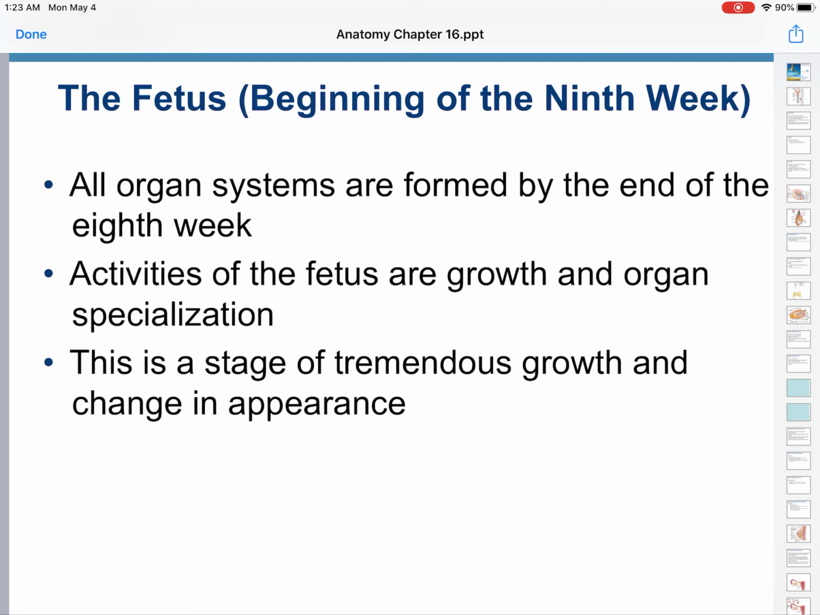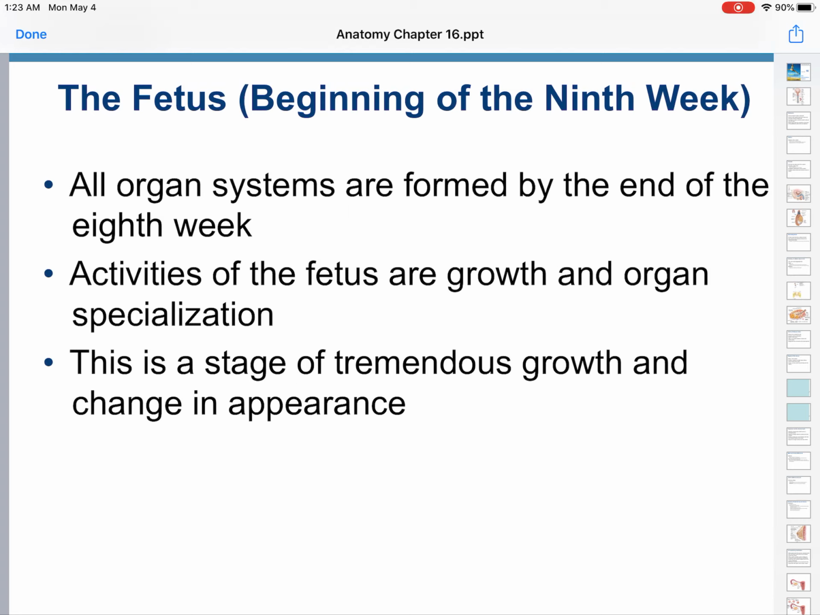By the time it becomes a fetus, all organ systems have been formed. The activities of the fetus are growth and specialization. Once you have those organ systems formed, then you go in and you form the specific parts, such as at the end of 8 weeks, you have something that will become your heart, but it's not super developed. It might just be a blood vessel that has a little bit extra muscle around it.